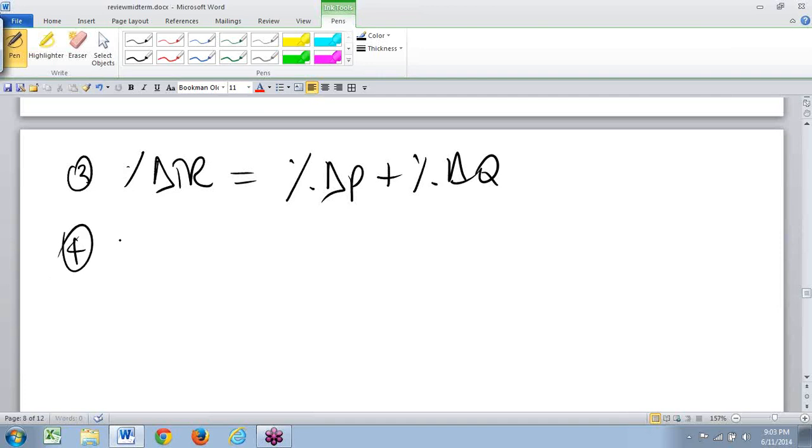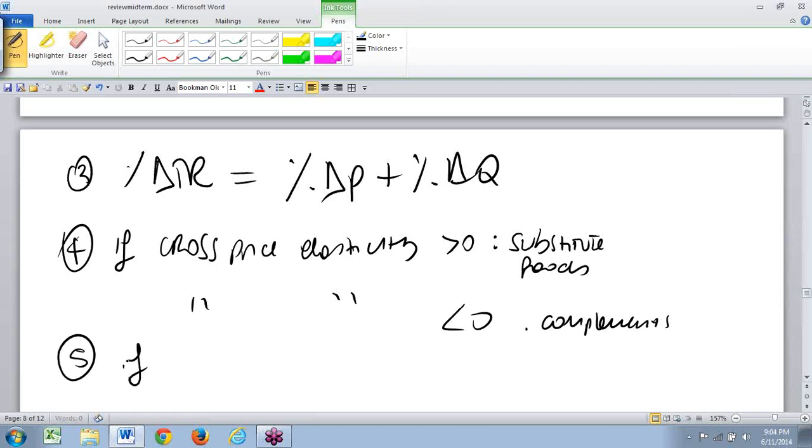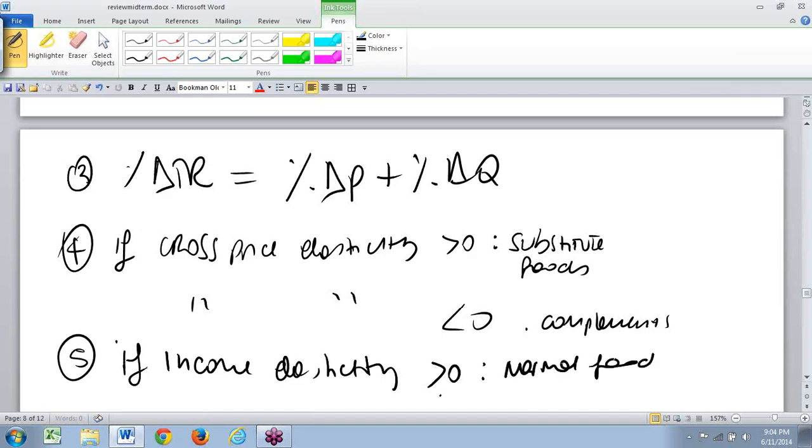Then for cross price elasticity, you have to know that if the cross price elasticity is greater than 0, it means that the goods are substitutes. If it is smaller than 0, you have complements. And what we have said at the beginning, if income elasticity is positive, you have a normal good. And if it's negative, you have an inferior good. Basically, this is all what you need to know on elasticities.